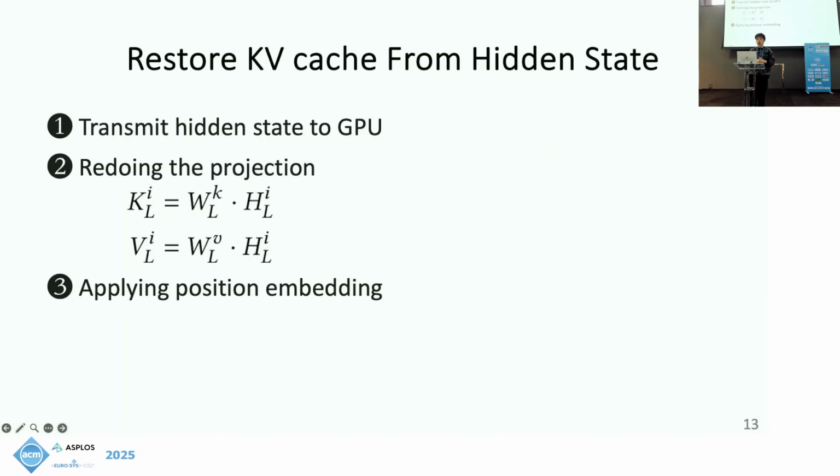Let me conclude how to use HCache. Assuming we already store the hidden state in the host storage, the restoration can be done in 3 steps. Step 1, we transmit the hidden state to the GPU. Step 2, we redo the KV projection operations of each layer from the LLM weights. Step 3, we apply the positional embedding to the KV tensor, and then we can get the KV cache.